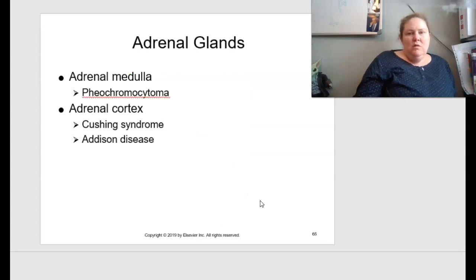Right? What about your adrenal glands? Okay, so your adrenal glands, this section starts on page 420, and these include your adrenal medulla and your adrenal cortex. And so your adrenal medulla is where pheochromocytoma can occur, which is a complication or disease that results from a problem with your adrenal medulla, or Cushing's disease or Addison's disease that can be caused by a deficiency in your adrenal cortex.